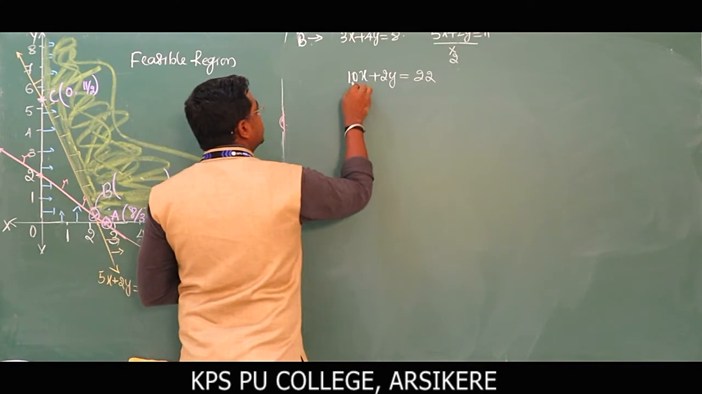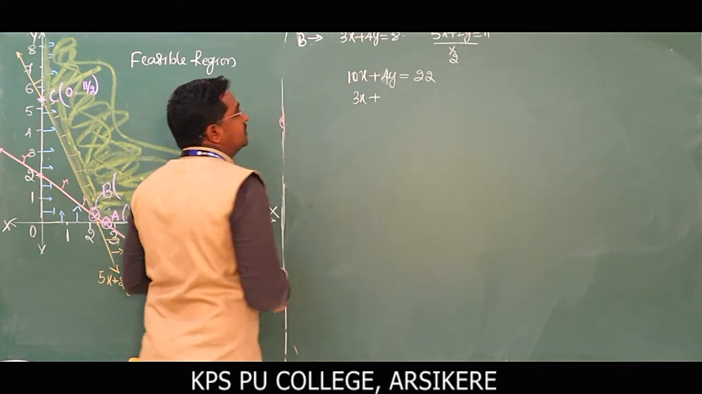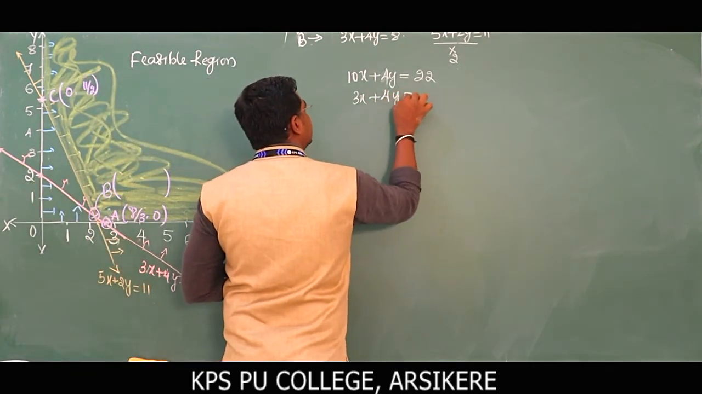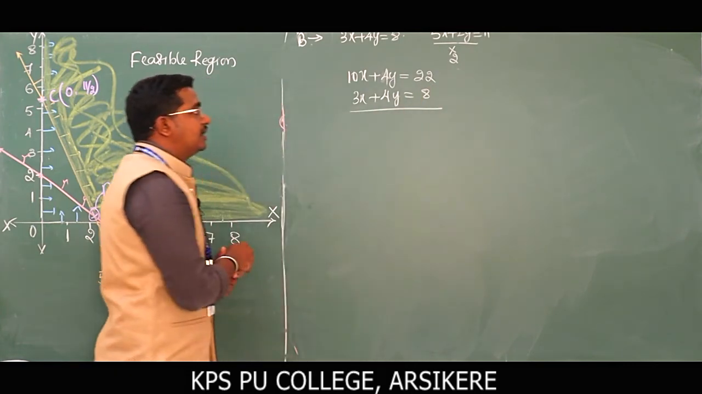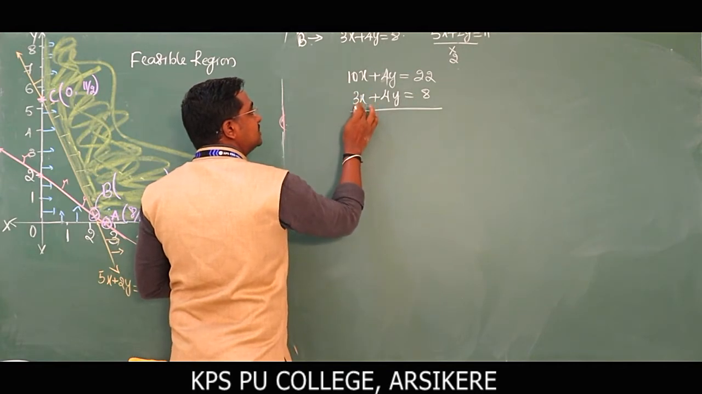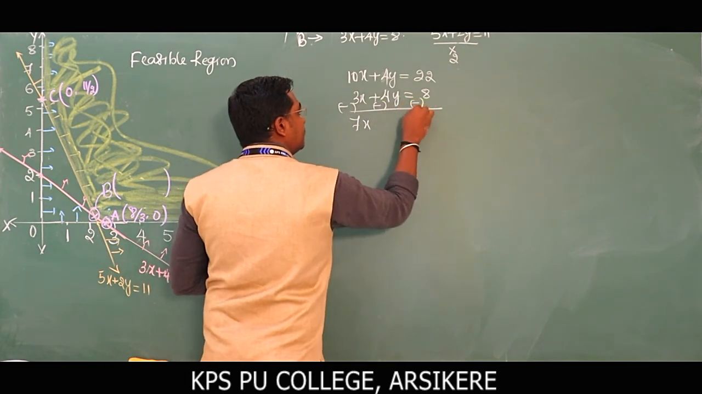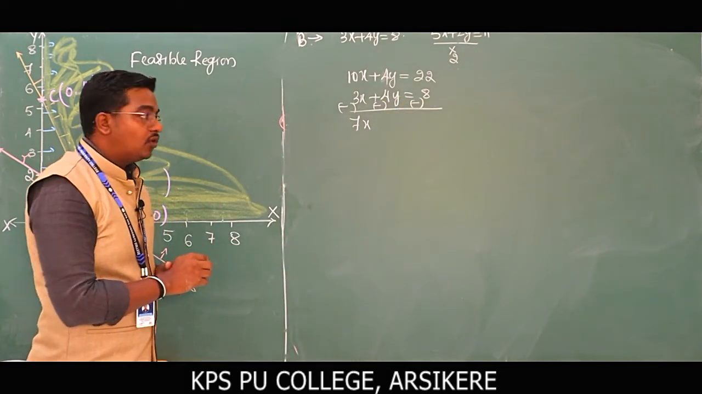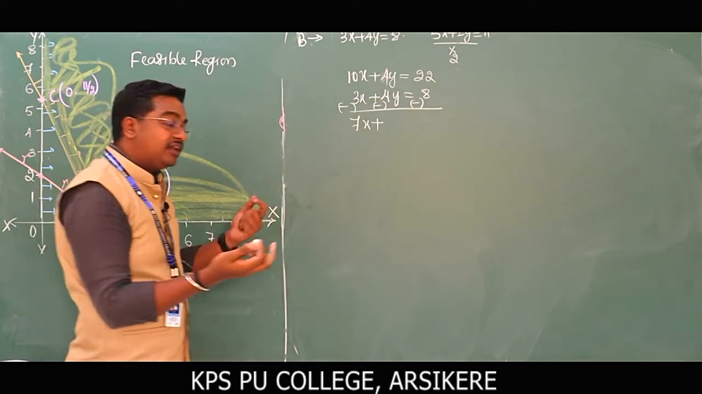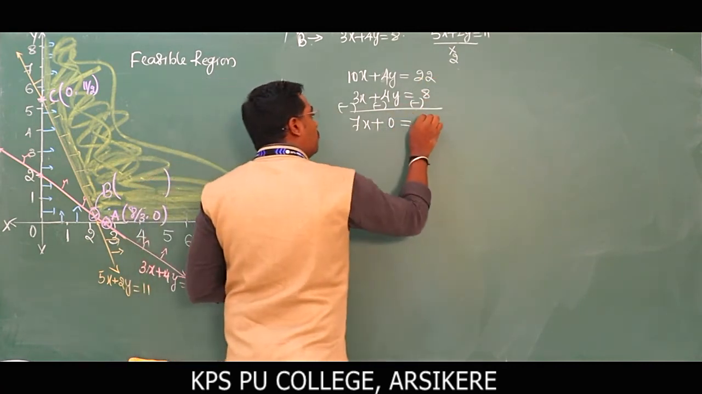Now take the second equation, this one. Sorry, this becomes 4y, right? 10x plus 4y is equal to 22, and 3x plus 4y is equal to 8. So 10 minus 3 becomes 7x, because we need to change the sign. The 4y and minus 4y get cancelled. We are left with 22 minus 8, that becomes 14.